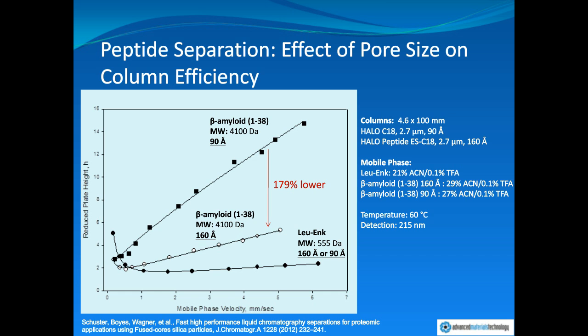The red line that's labeled 179% lower is the decrease in plate height when one goes from a 90 angstrom to 160 angstrom pore size material at a pretty aggressive flow rate. In this case, that would have been about a 2.5 or 3 milliliter per minute flow rate on a 4.6 millimeter ID column.